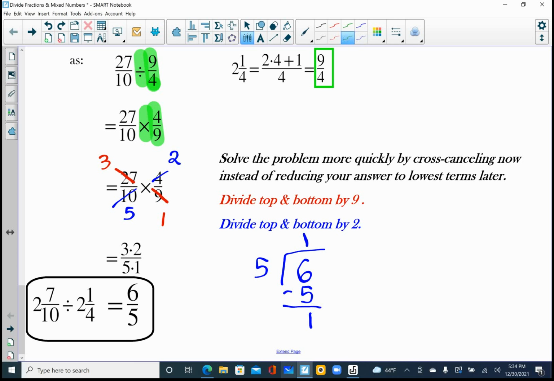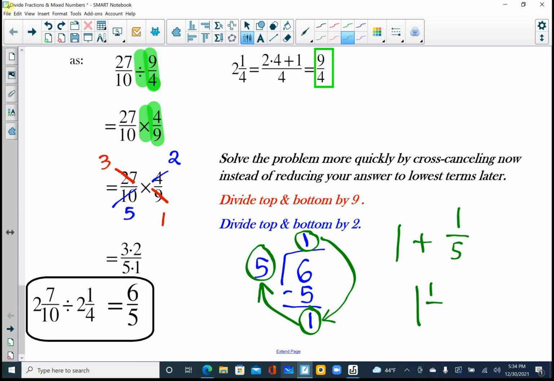So again, we're going to read our answer clockwise. 1 and 1 over 5. So 1 1/5. So quotient plus remainder over divisor, 1 plus 1/5, is the same thing as 1 and 1/5. So that is an equivalent answer. So your answer is either 6/5 or 1 and 1/5.